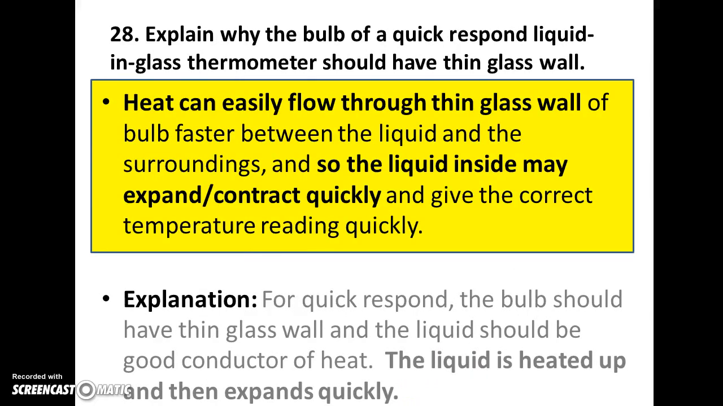Question 28. Explain why the bulb of a quick response thermometer should have thin glass wall. And the answer is because in this way, heat can flow easily through the glass wall, so that the liquid inside may expand and contract quickly, and that will give a correct temperature reading more quickly. So for quick response, the bulb should have thin glass wall, and the measuring liquid should be a good conductor of heat, so that the liquid is heated up and it expands quickly.